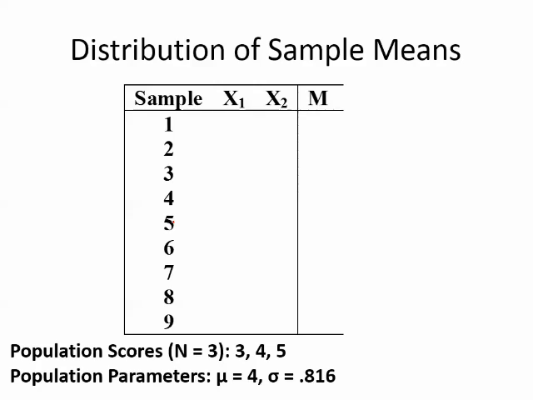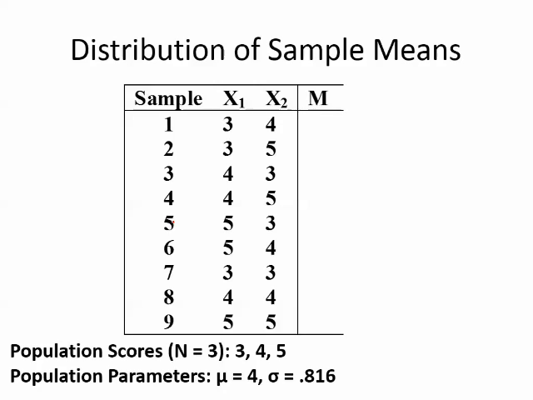And so if we're going to find the distribution of sample means, we need to find all possible combinations of n equals 2. So we're going to take a sample size of 2, and we are going to find the mean for it. So the first step is we go through and find all the possible combinations here.